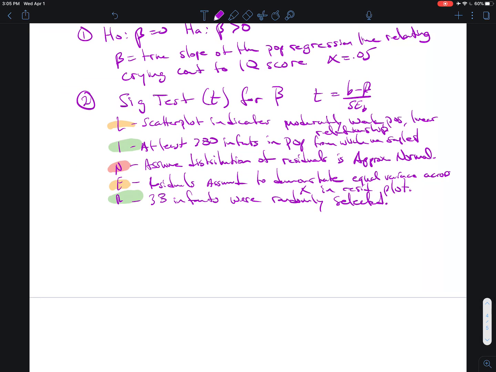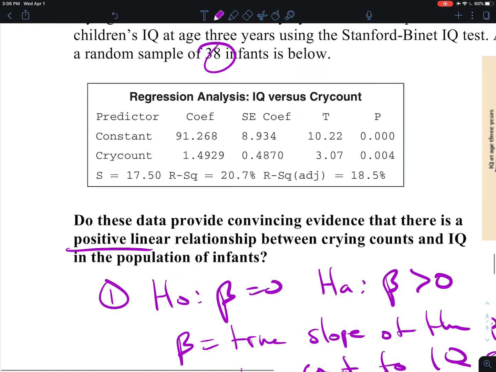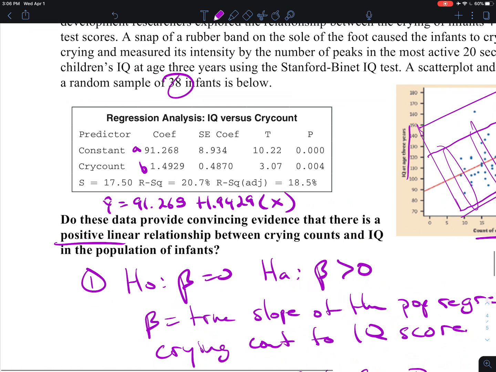Assuming all of that is good to go, we can go ahead and do our test. And remember, it's t equals b minus beta over SE of b. And we know from the table here, this is b, that's my slope. This is my y-intercept a up here. So my equation, not that I necessarily need this right this second, where x is cry count and y hat is the predicted IQ.